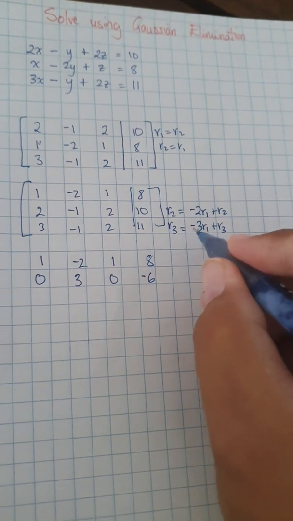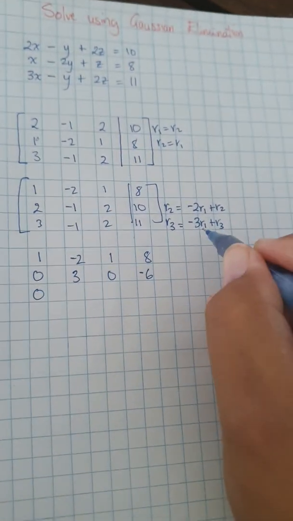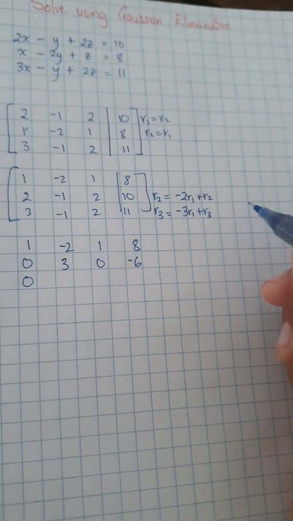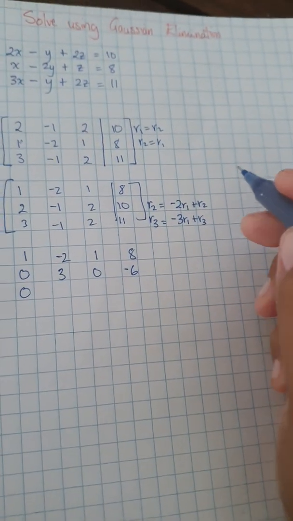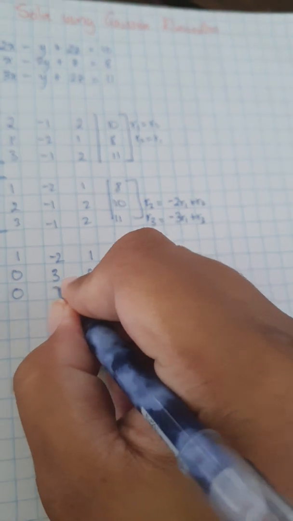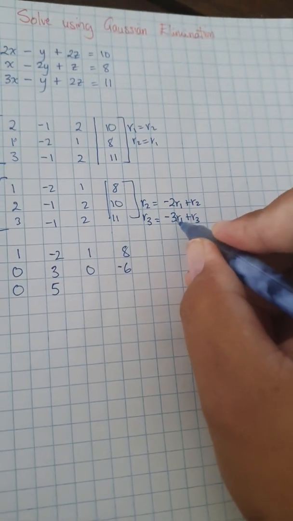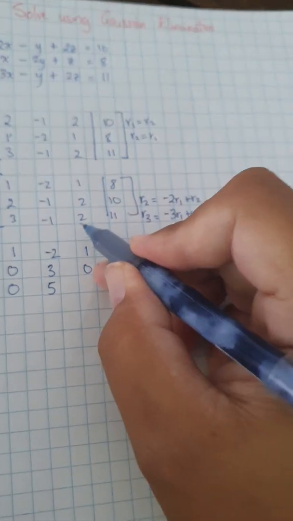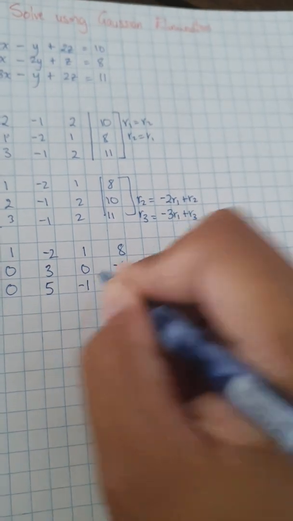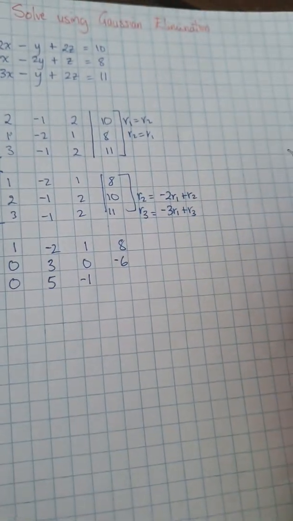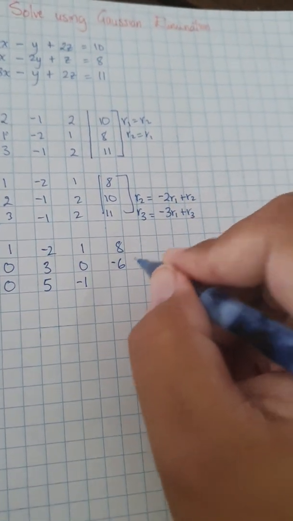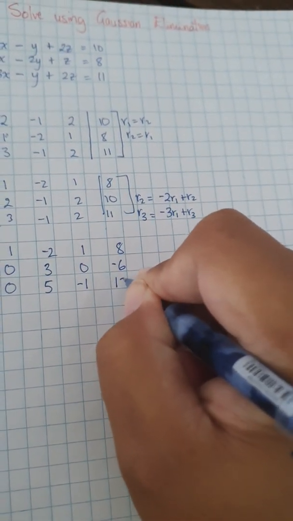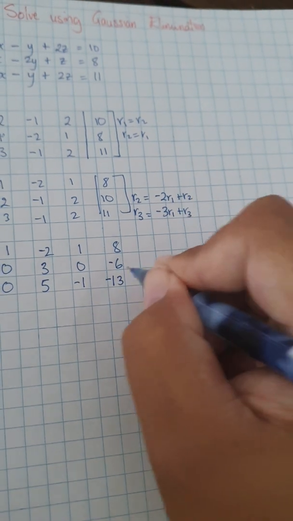Okay, now row 3, 0 first. Negative 3 times 1 plus 3, that's 0. Negative 3 times negative 2 is positive 6, minus 1, 5. Negative 3 times 1 is negative 3, plus 2, negative 1. Negative 3 times 8 is negative 24. Negative 24 plus 11, negative 13.